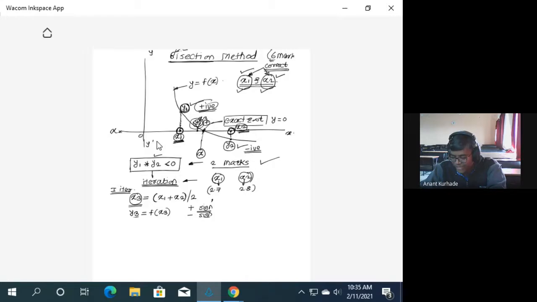What can you say, the root lies between x1 and x3 or x2 and x3? Please tell me, this is very important.